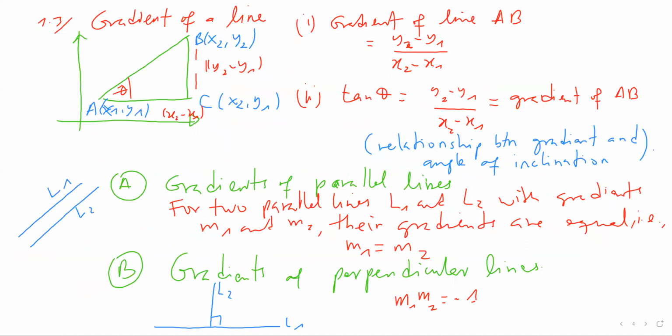And the next property we want to talk about of a line is the gradient of a line. If you have a line, then we know that the gradient of a line is usually a change in y over the change in x. This is what we know as the gradient of a line. So if you draw your line A and B, where A is x1, y1 and B is x2, y2, then the change in y is y2 minus y1, and the change in x is x2 minus x1. And this gives you the gradient of your line AB.